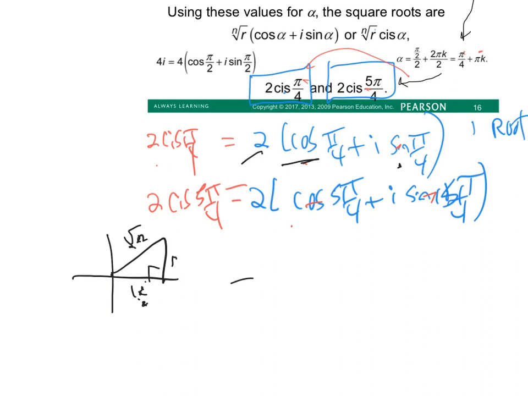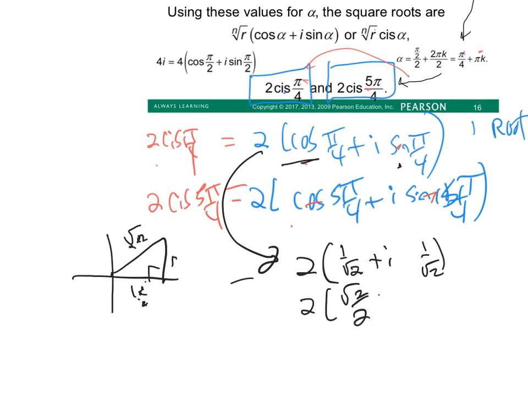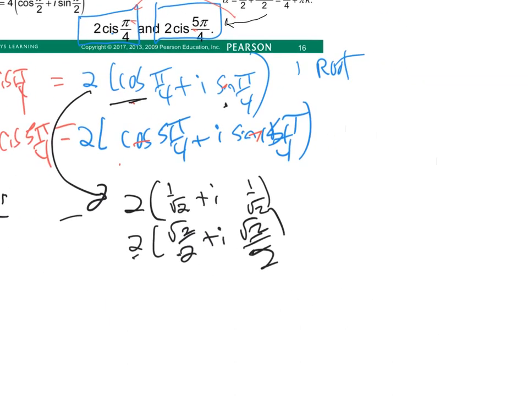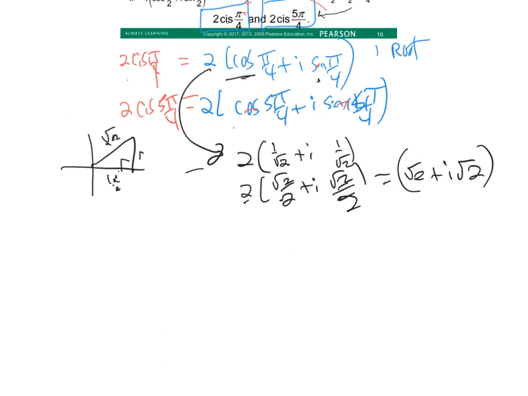So that turns into 2 times, what'd you say it was? 1 over the square root of 2 plus i times 1 over the square root of 2. But you know our book does not leave radicals in the bottom, so that's 2 times square root of 2 over 2 plus i times square root of 2 over 2. The 2 distributes and you cancel it, so one of my answers will just be square root of 2 plus i square root of 2. One of your answers. Let's do the second answer.